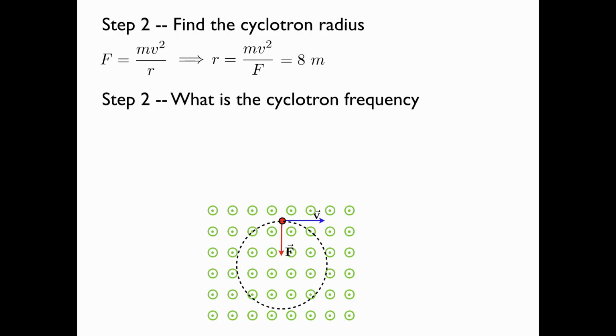Now we'll find the cyclotron frequency. Recall that omega, which is the angular velocity, is v over r. We know v is 20, r is 8, so we have 20 over 8 radians per second. Or, if we would like it to be in hertz, we multiply by 1 over 2 pi and this gives a frequency of approximately 0.4 hertz. And that concludes video 21.1.